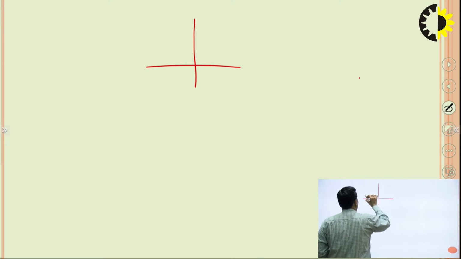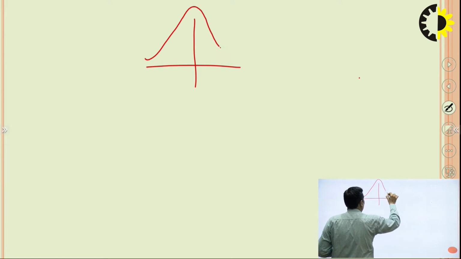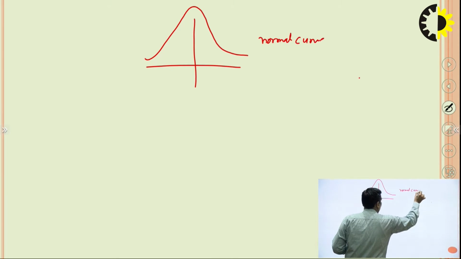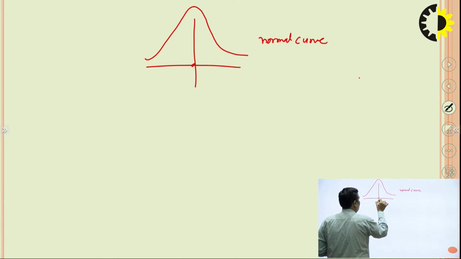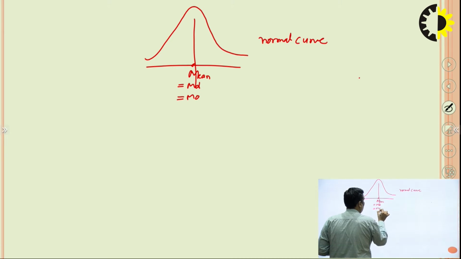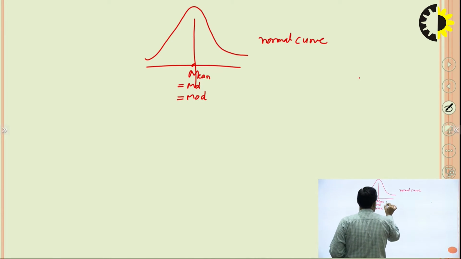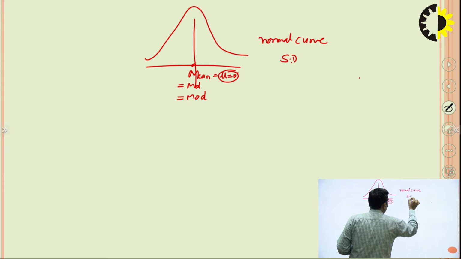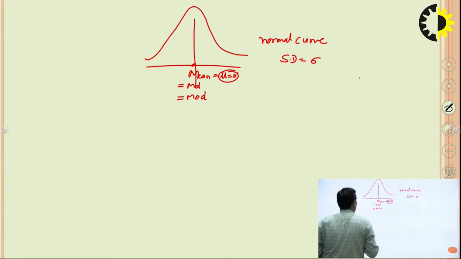If we draw the curve, firstly draw a normal curve. It is a normal curve. Here mean equal to median equal to mode. All are symmetrical about the mean. In the standard normal curve, mean equal to 0 and standard deviation equal to sigma. It's a normal curve.